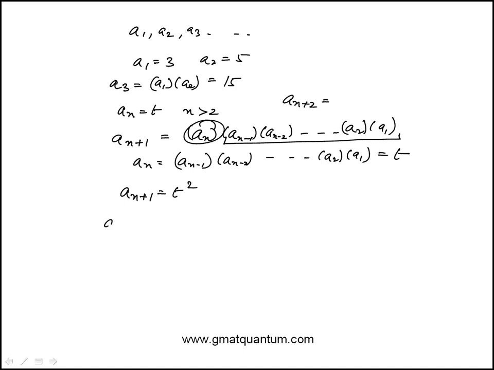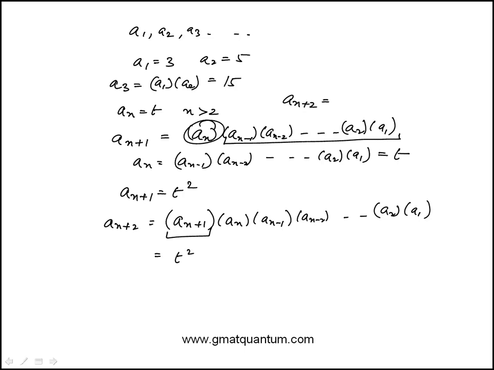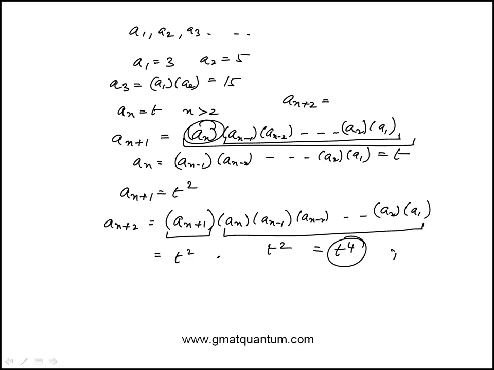They're asking for AN plus 2, so AN plus 2 is AN plus 1, AN, AN minus 1, AN minus 2. It's good to write descriptively. And we know that AN plus 1 is T squared. What about this other term? Well, that is the same as AN plus 1 as well, as you notice here. So it's the product of T squared times T squared, which is T to the 4, and that is answer choice D.